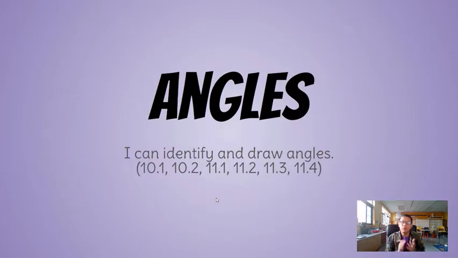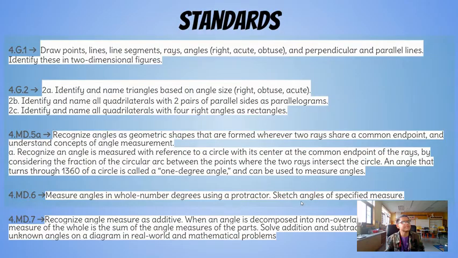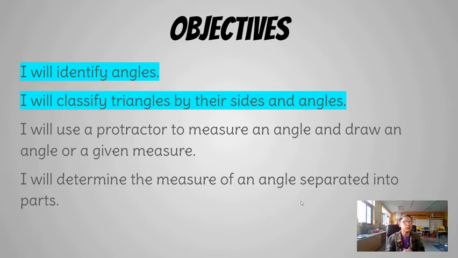So before we cover everything, we have to start with the basics. And the basics are angles. Go ahead and pause this video after you have read your I can statement. I can identify and draw angles. So today's learning objectives include identifying angles and then using all of that information to classify shapes by their sides and their angles. And the type of shape we're going to be classifying is a triangle. So I hope you remember that from previous.